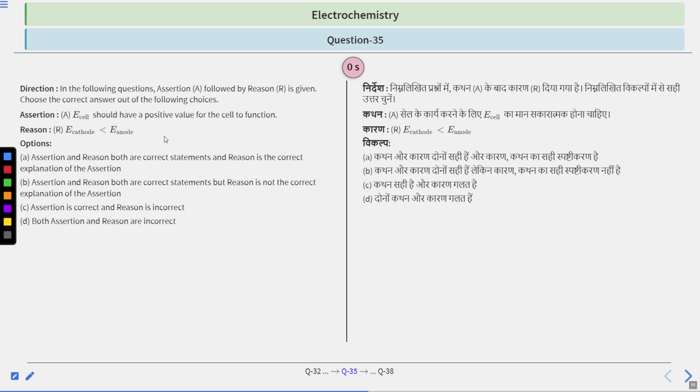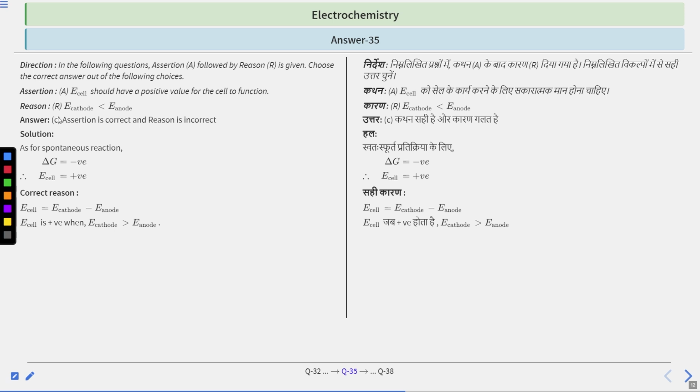Okay. So let's see, the correct answer is option C, that is assertion is correct, reason is incorrect. As you know, for the spontaneous reaction, del G should be negative, and therefore E of cell should be positive. For del G to be negative, E of cell has to be positive, right? So the assertion is correct: E of cell should have a positive value for the cell to function. Now the reason is wrong.